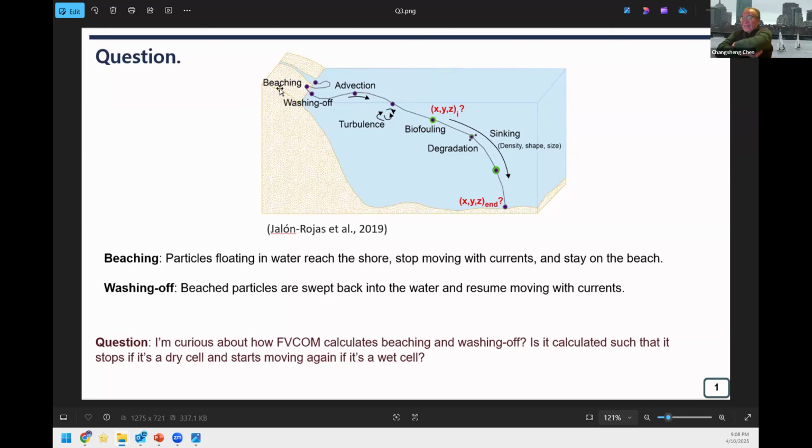I will show you the field experiment later, but the question is: sometimes a drifter beaches and then it just moves, but that process seems very random. Sometimes it moves right away, sometimes it stays there 3, 4 days and then moves, sometimes 15 days. So it seems very random and chaotic.